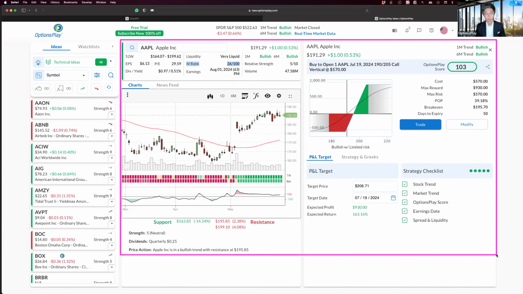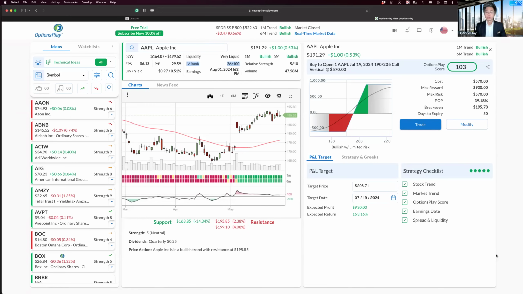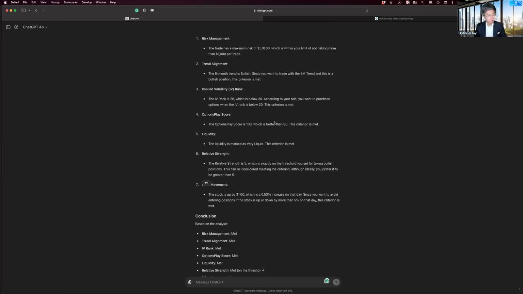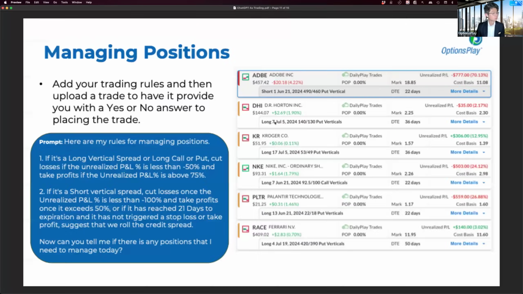Okay. Now, trade entry, very important. Arguably more important than that is portfolio management and figuring out when to stay in a trade or when to get out of a trade. This is something that I see a lot of traders struggle with. So what we've done is we basically also created a new set of rules for managing your positions.